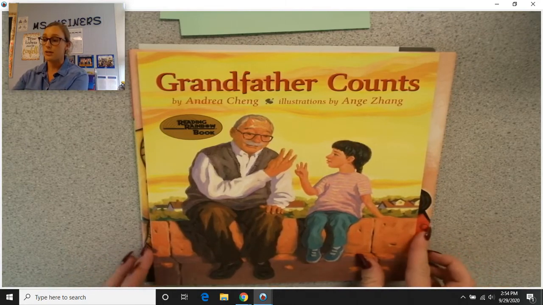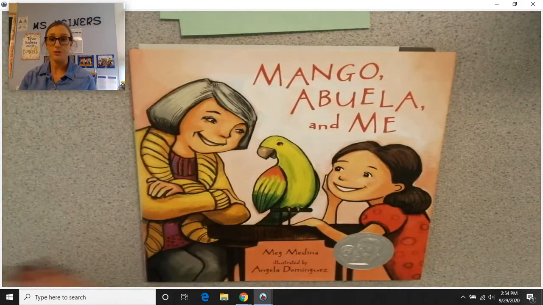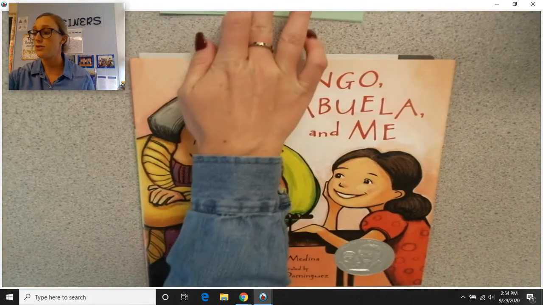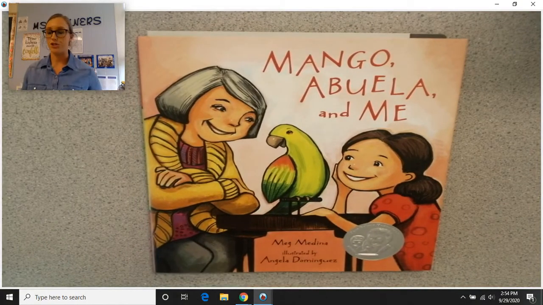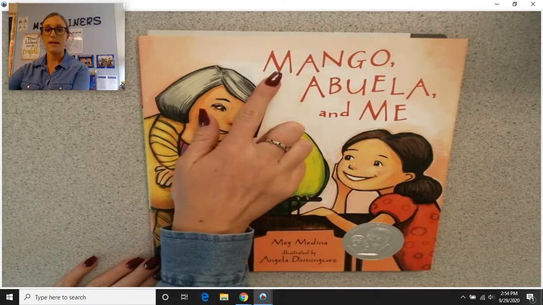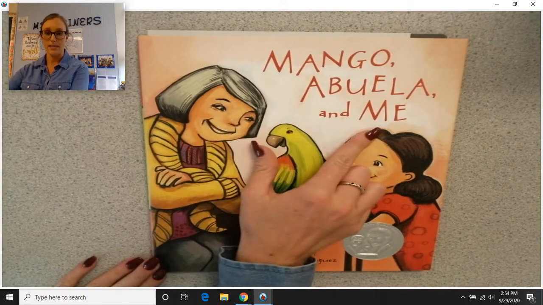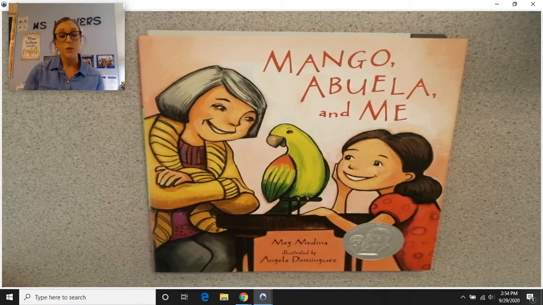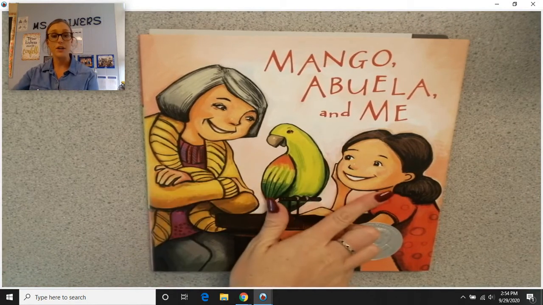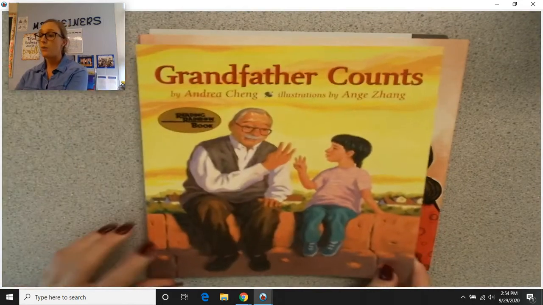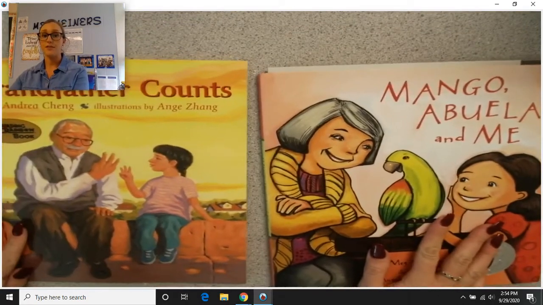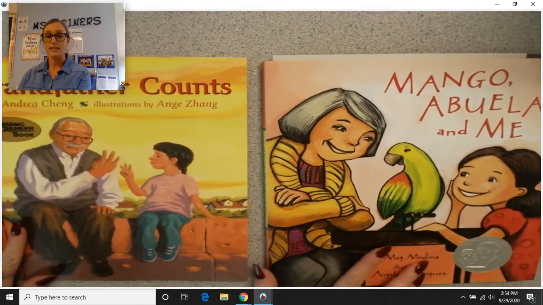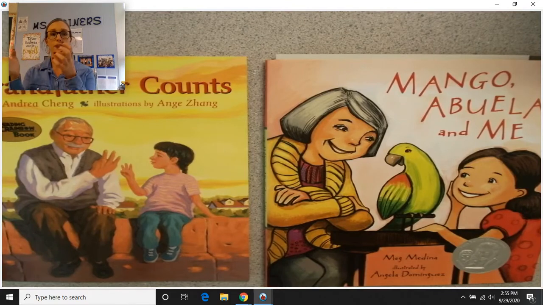In today's story, which, if you remember, I showed you on Tuesday, is a different culture, and that culture is the Spanish culture. And today's story is called Mango, Abuela, and Me. So not only do I want you to be thinking about comparing and contrasting our characters, but also how we would compare and contrast the two different cultures we see in these stories. How are they alike and how are they different?